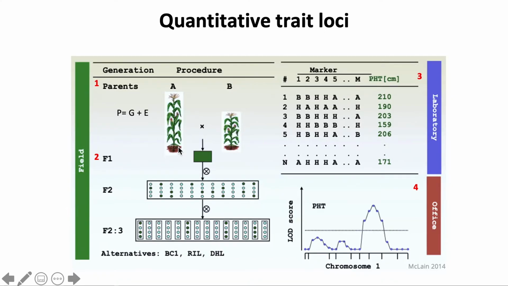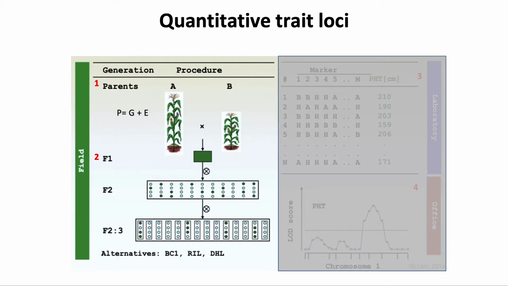And then we have to generate a population. There are different kinds of populations, and when we have the population, we have to genotype and phenotype it. To genotype the population, we can use different kinds of molecular markers, and then we have to identify the regions in the genome that have association with the phenotype we are interested in. First we are going to discuss the parents and the population.